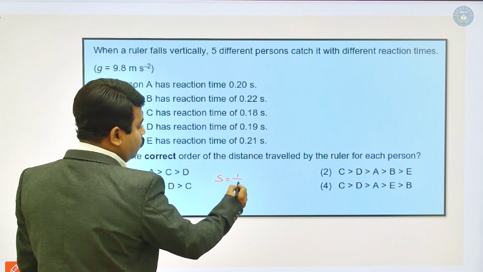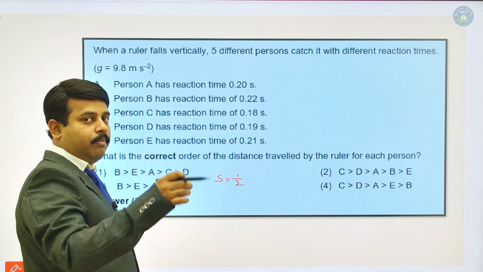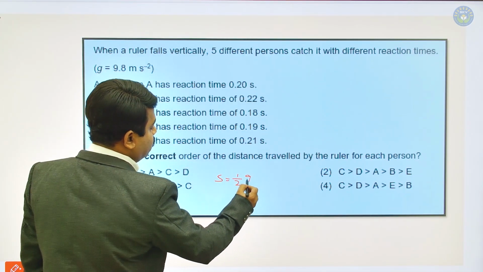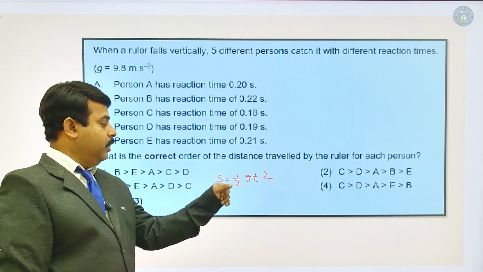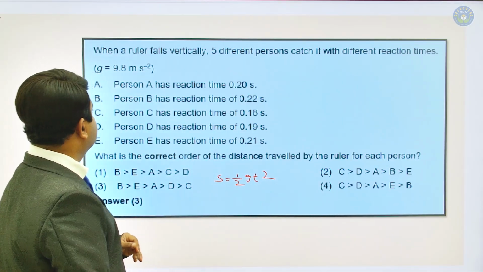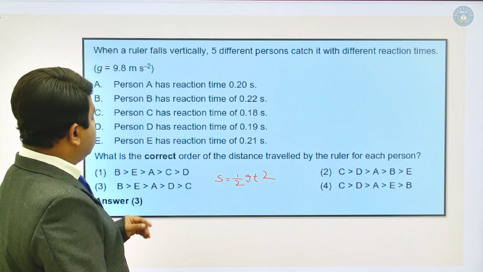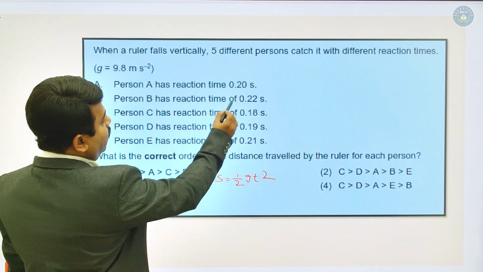S is equal to... freely falling means starting velocity is 0, right? A body released, S is half g t square. Then it is related to time as proportional to time square. More time means more distance, right? So how is the order of distance? See, which has greater time?